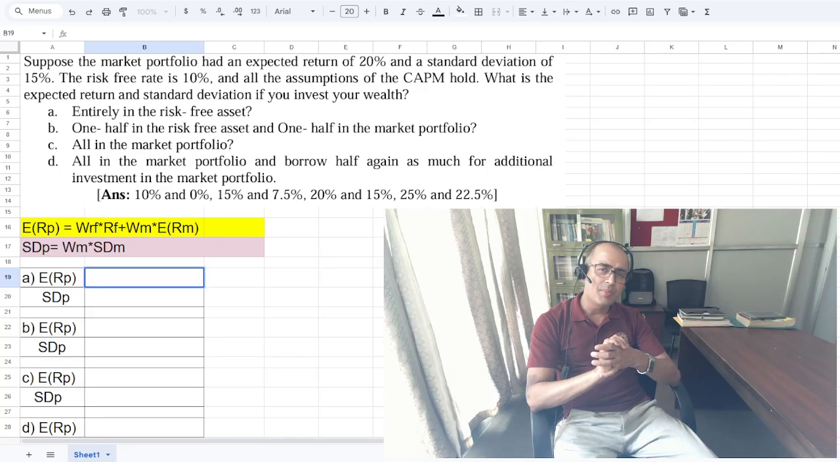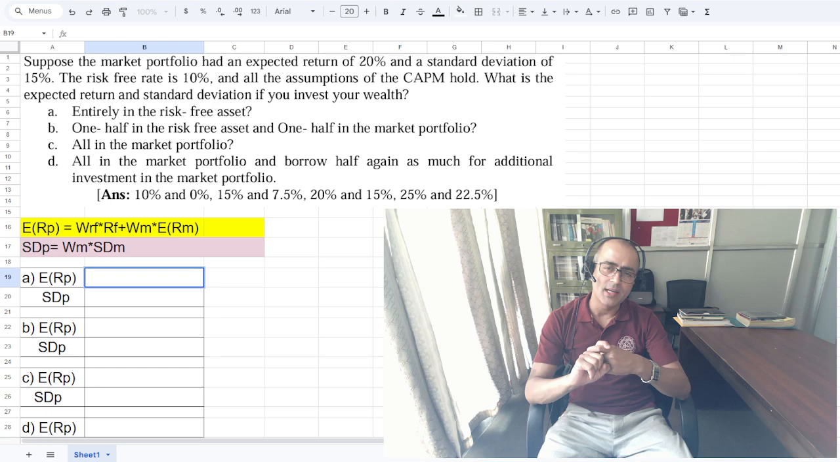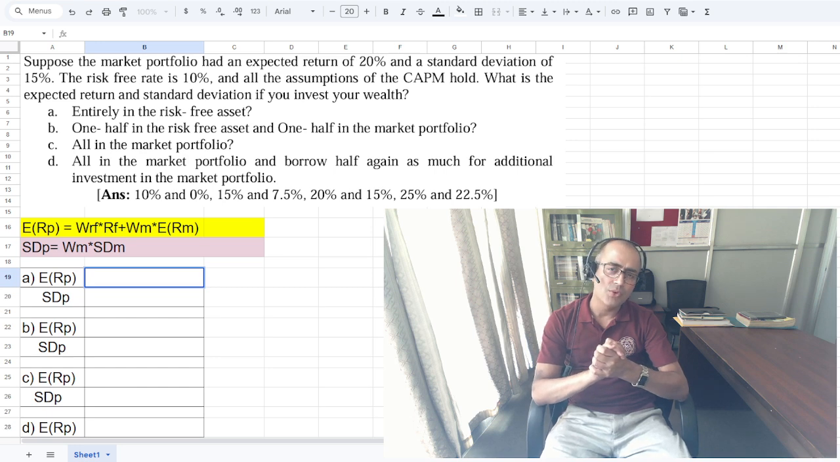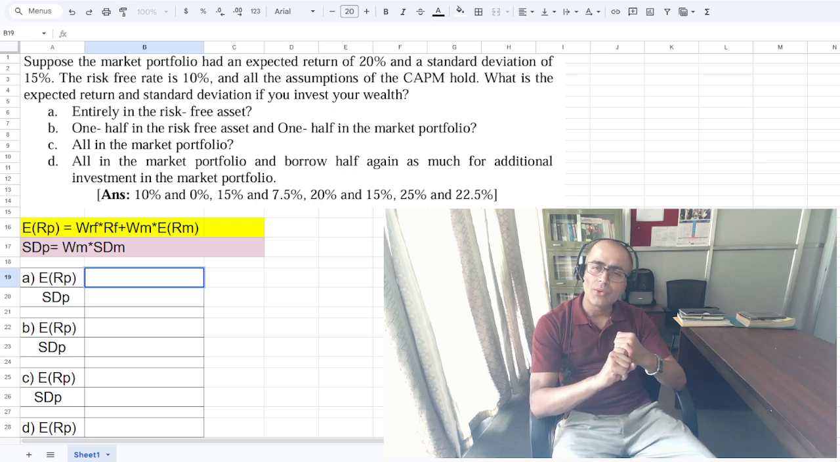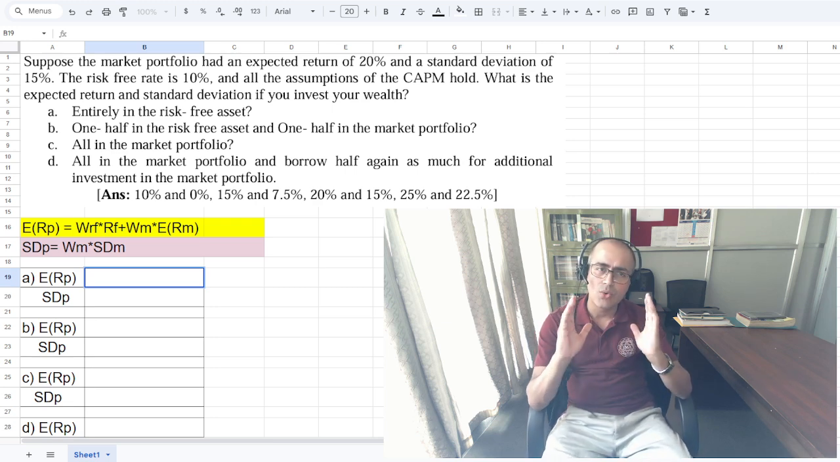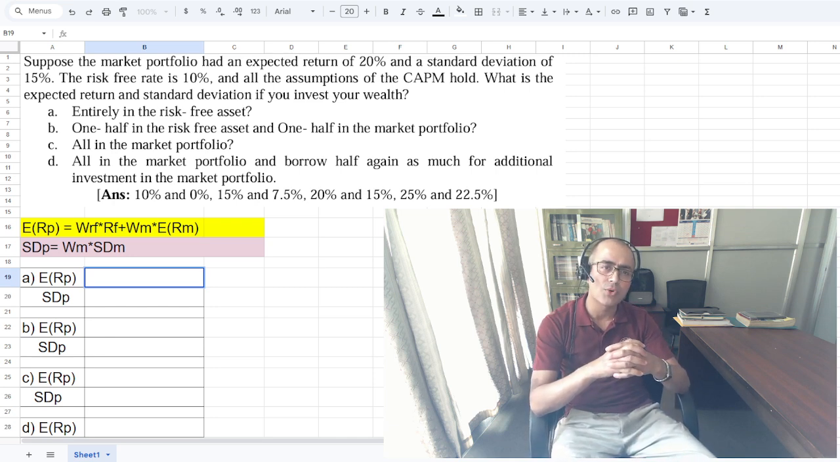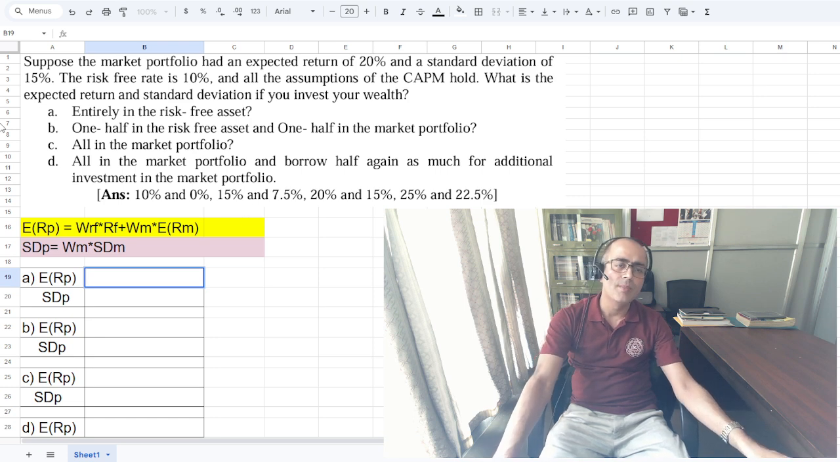In the line of my previous discussion about the capital market line and the security market line in the context of capital asset pricing model, today I will be discussing, if our portfolio consists of risk-free assets and risky assets, how we could estimate the expected return on our portfolio and the standard deviation of our portfolio. Okay, now based on this background, let's move to the given information.